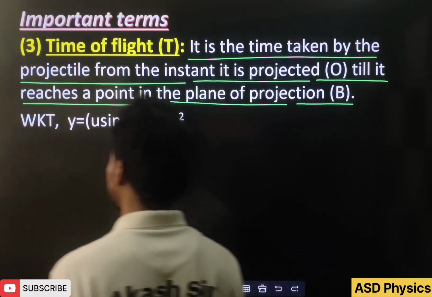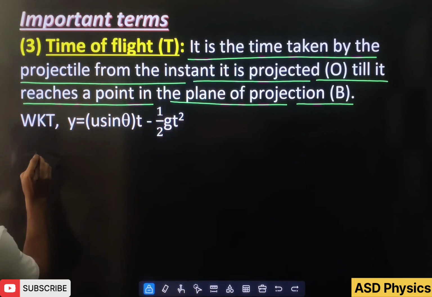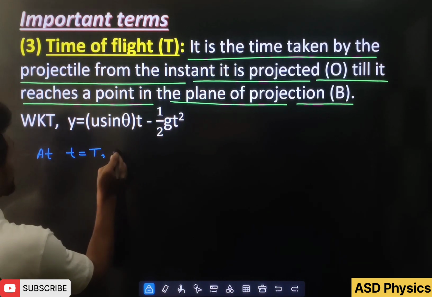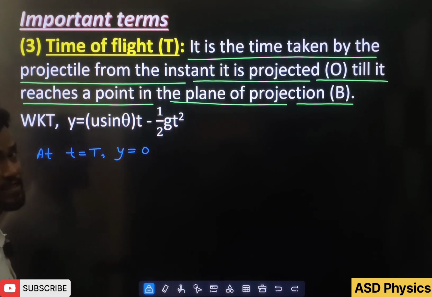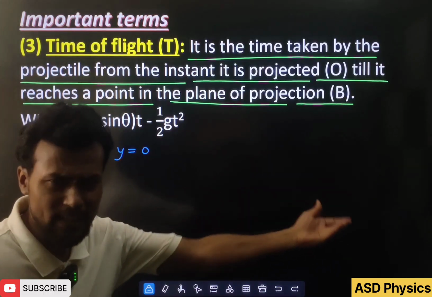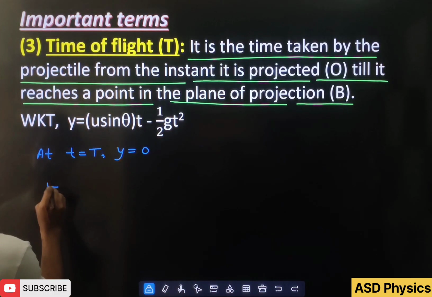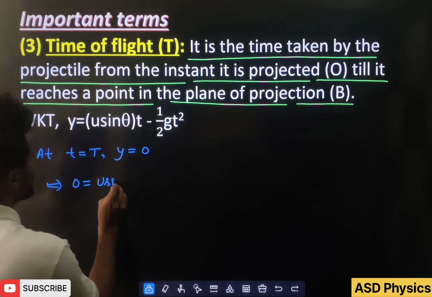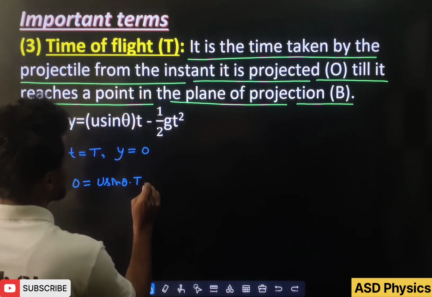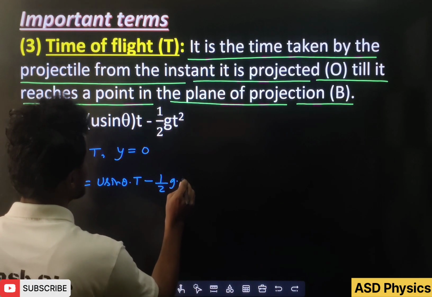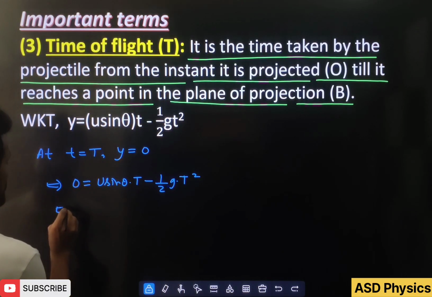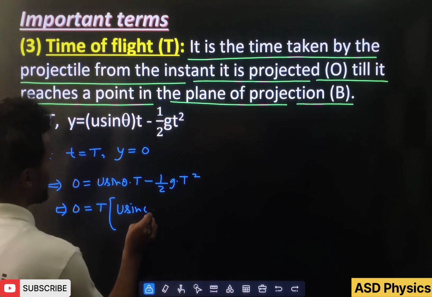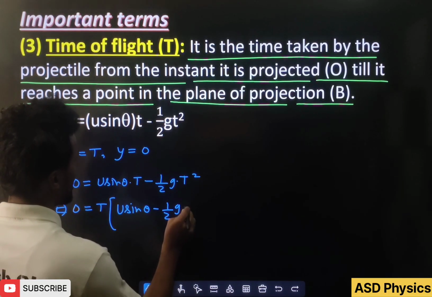Okay, so what can I write here? See here please. At t equal to capital T, what is happening here? This y is becoming 0, like at point B. This same thing I will put here. So I can write, 0 is equal to u sin theta into capital T minus half g T square. So I can write 0 equal to, T is common, so u sin theta minus half gT.